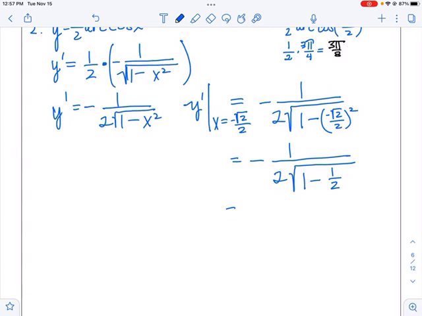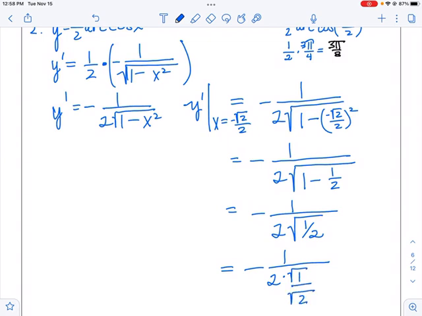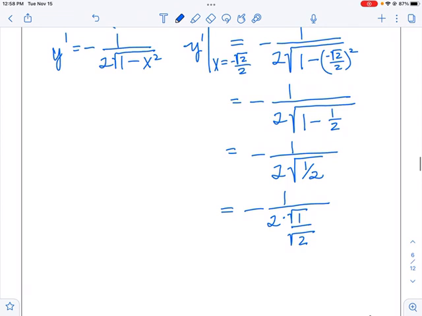So then that's equal to negative 1 over 2 times the square root of 1/2, which is equal to negative 1 over 2 times the square root of 1 over the square root of 2. You could even flip that up top. So it looks like you get negative square root of 2 over 2, right? So that is your derivative at that location.